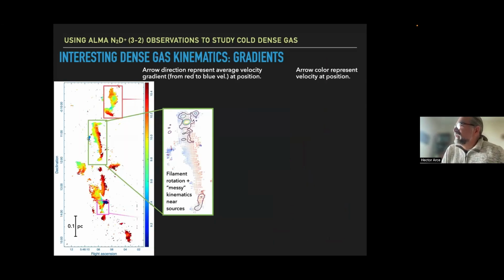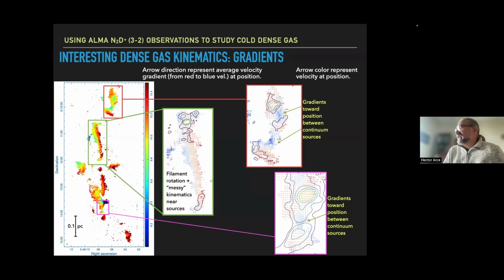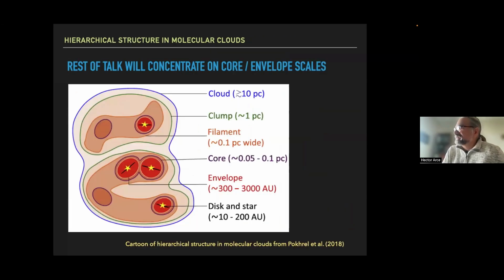Okay, so you can study filaments with N2H+. Let's go to smaller scales, the core scales. Let's see how we're doing in time. Okay, good. So these are smaller scales. The core scales are about 0.05 parsecs to 0.1 parsecs, or if you like, thousands of AU, astronomical units.